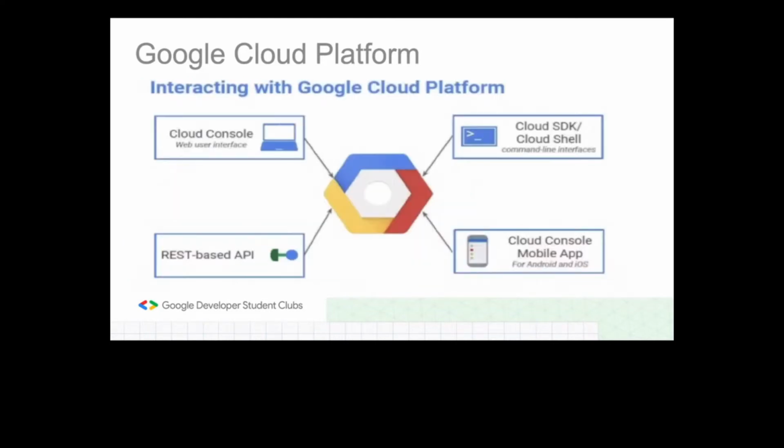So we listed all these multiple services that GCP offers. How can you access them? How can you interact with GCP? You can do that in four ways: through the cloud console, through the cloud SDK or the cloud shell, through the cloud console mobile app, or the REST-based API that GCP offers.